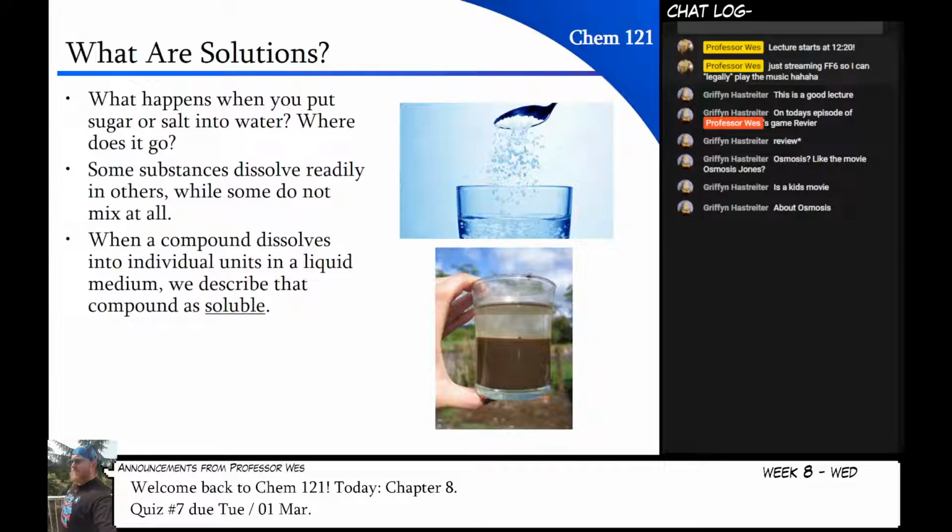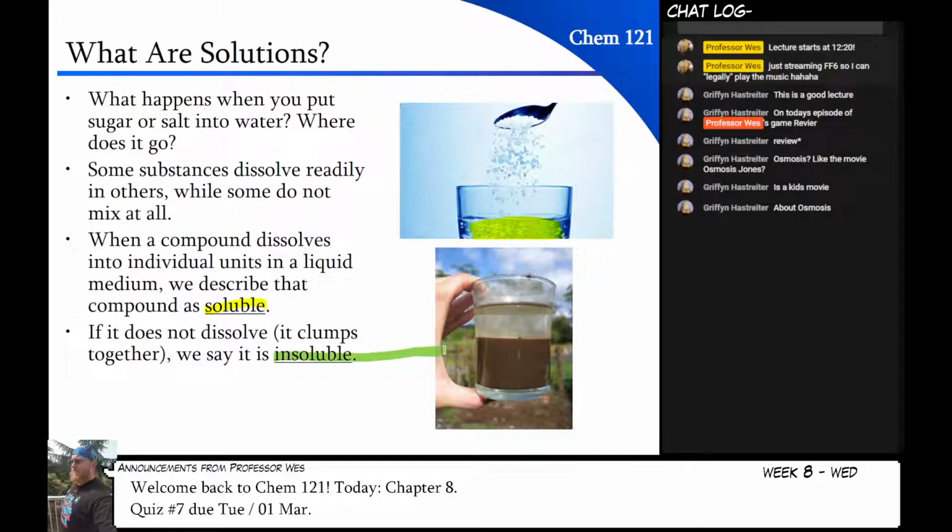We're going to call something that dissolves into a liquid medium soluble. And we're going to call something that doesn't dissolve, insoluble. So this would be soluble. This stuff is dissolving away so that you can't see it. Stuff that doesn't dissolve, like this right here. Oh, this color doesn't show up at all. That's okay. We're going to call that insoluble.